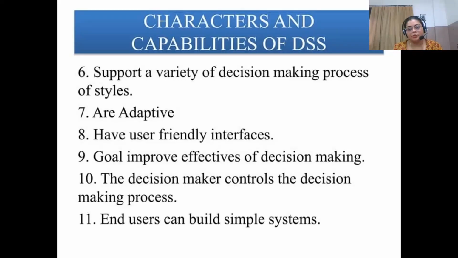Some of the other capabilities and characteristics are: it supports a variety of decision making process styles, it is very adaptive, it has a user friendly interface, it has a goal to improve effectiveness of decision making, the decision maker controls the decision making process, and users can build simple systems. So these are all the characteristics and capabilities of DSS.